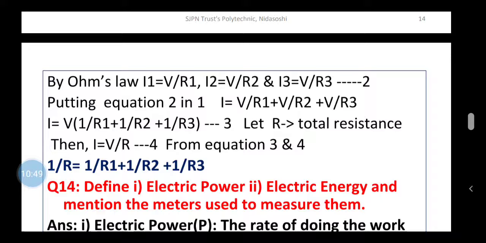Now let R be the total resistance. Then the total current I can be written as I is equal to V divided by R. Call this as equation number 4. Now comparing equations 3 and 4, I can write 1 by R is equal to 1 by R1 plus 1 by R2 plus 1 by R3. So this expression is the effective resistance or the equivalent resistance of the three resistors connected in parallel.